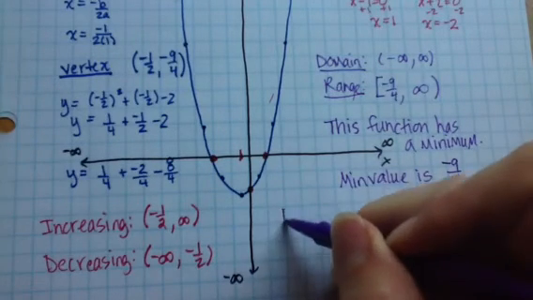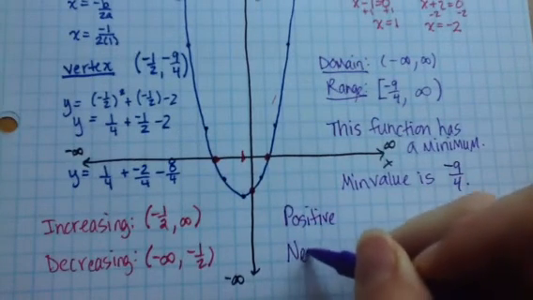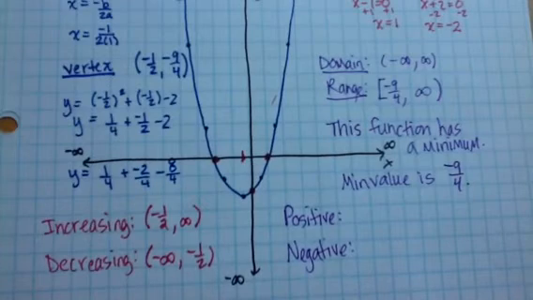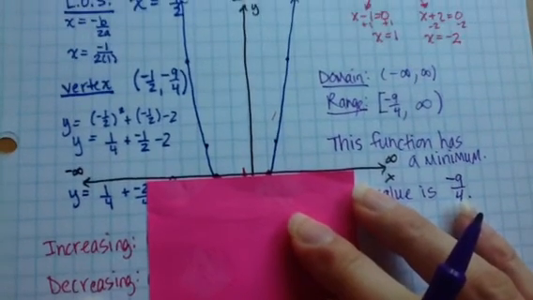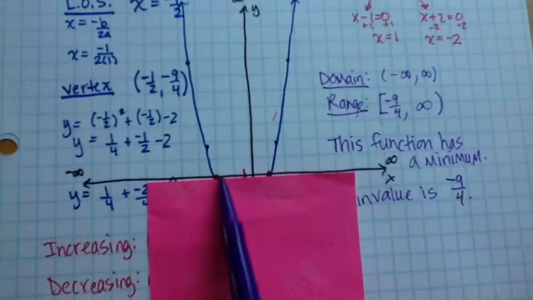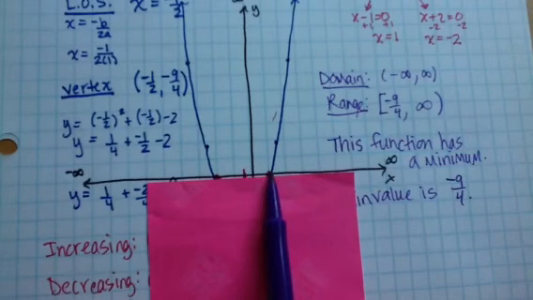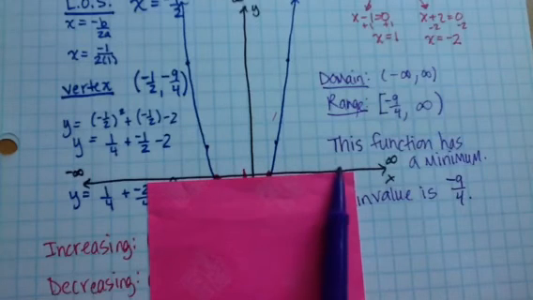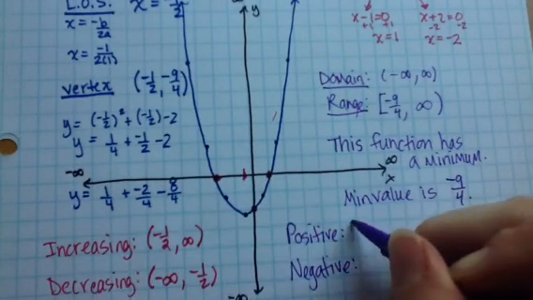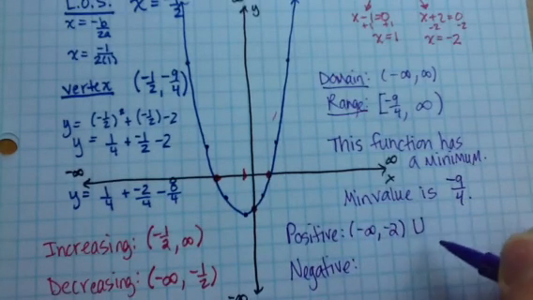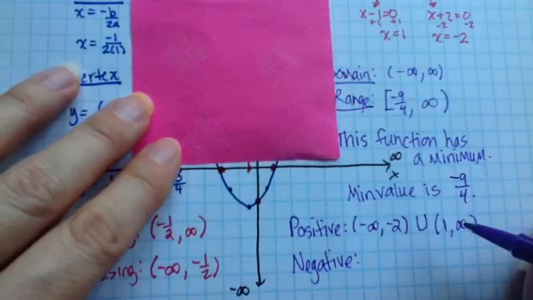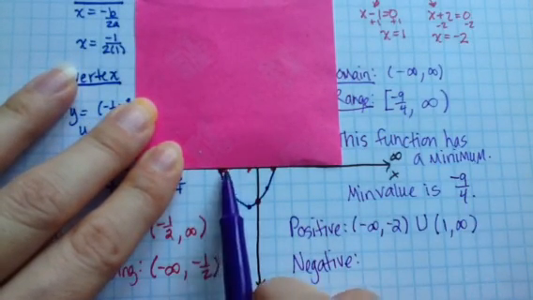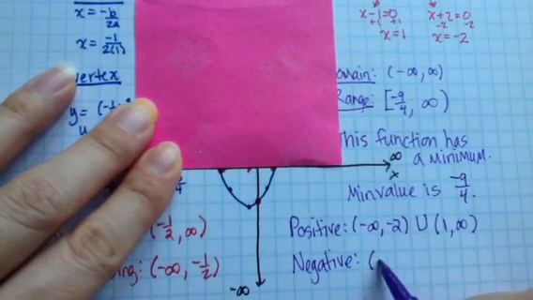Now, positive and negative means where's the graph above the x-axis and where's the graph below the x-axis. So if we cover up part of our graph here, we can see that the graph is positive, or above the x-axis, everywhere between negative infinity and this value right here, which is our x-intercept at negative 2. And then the graph is positive again, or above the x-axis, at this x-intercept 1 all the rest of the time to infinity. So it is positive between negative infinity and negative 2, and then it skips over and it's positive again from 1 to infinity. But the graph is negative, or below the x-axis, just in this little section between negative 2 and 1. It dips below the x-axis, so it's negative between negative 2 and 1.